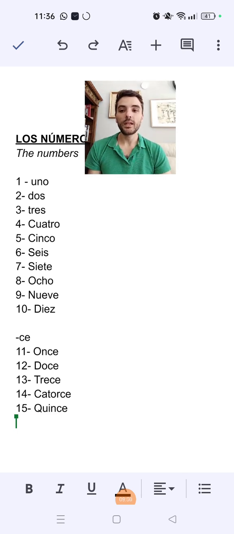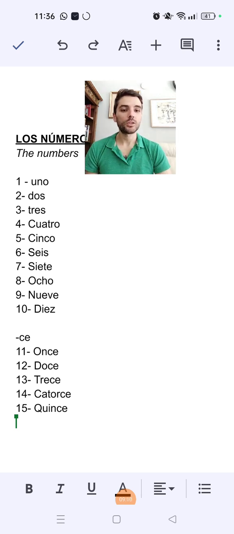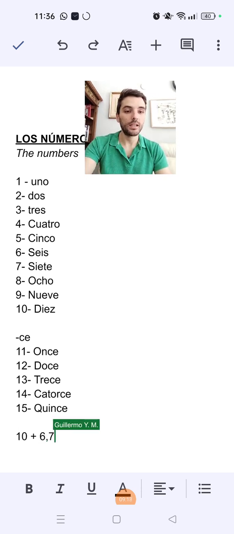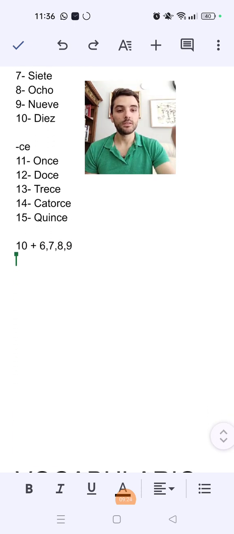Now, from here, the pattern changes and it starts doing something like 10 and 6, 10 and 7, 10 and 8. So how would it be? I'm going to give you again, so this is like 10 plus 6, 7, 8, 9. Okay, this is another pattern here. So how do you imagine it could be?